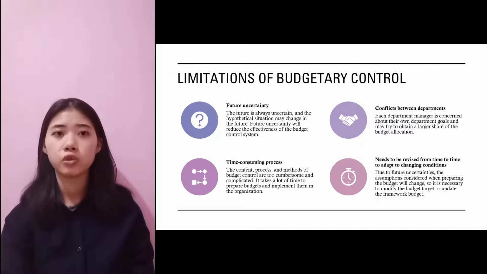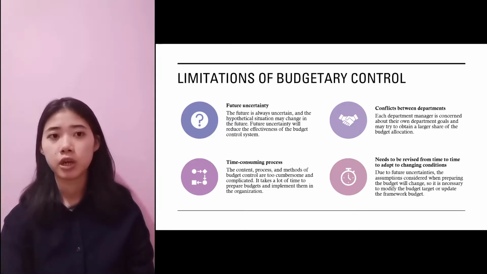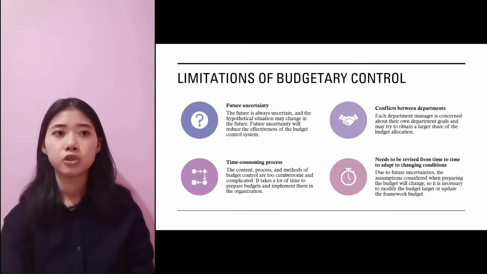Budgetary control also has limitations. The future is always uncertain and the hypothetical situation may change in the future. Future uncertainty will reduce the effectiveness of the budget control system. Budget control may lead to conflicts between departments because each department manager is concerned about their own department goals and may try to obtain a larger share of the budgetary allocation. Budget control is a time-consuming process because the content, process and method of budget control are too cumbersome and complicated. It takes a lot of time to prepare budgets and implement them in the organization.